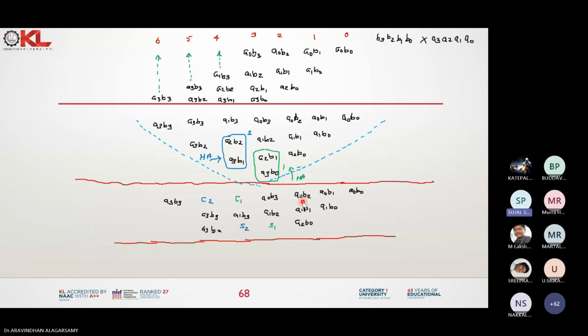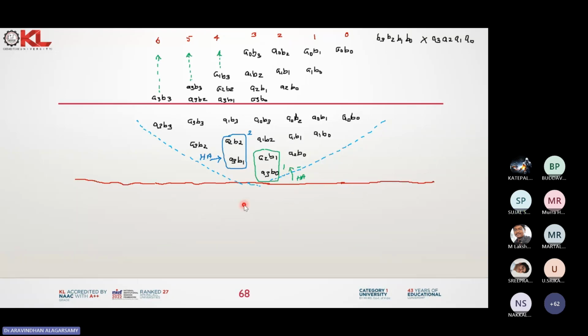Sir, can you explain the carry 1 and carry 2 part once again? Okay, ma, just a second, no problem. If it is the case, I will explain, no issues. Let me take a pen, so that you will understand.